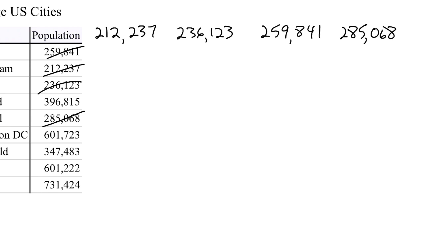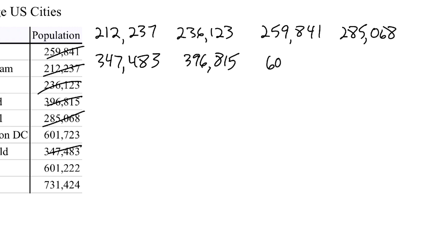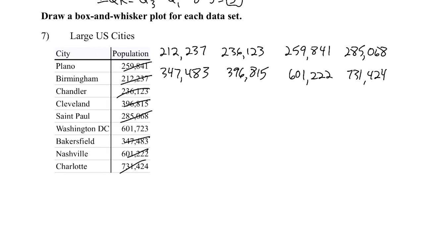The next smallest one appears to be this 347,483, 396,815, 601,222, and 731,424. All right, so we have a total of 8 data points. And so that means that in order to find the median, it has to be an average of the middle 2 data points. So it's going to be an average of those 2 data points right there.